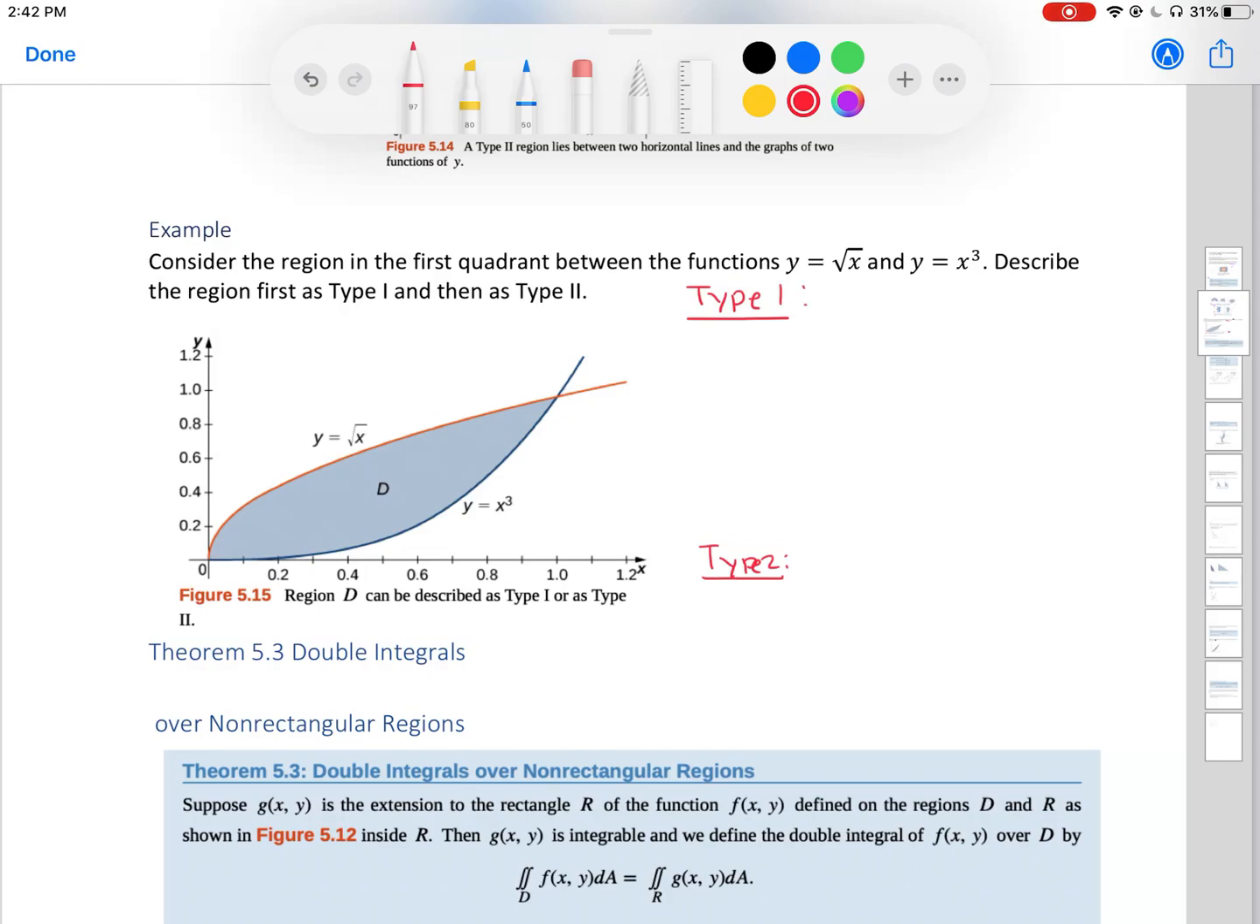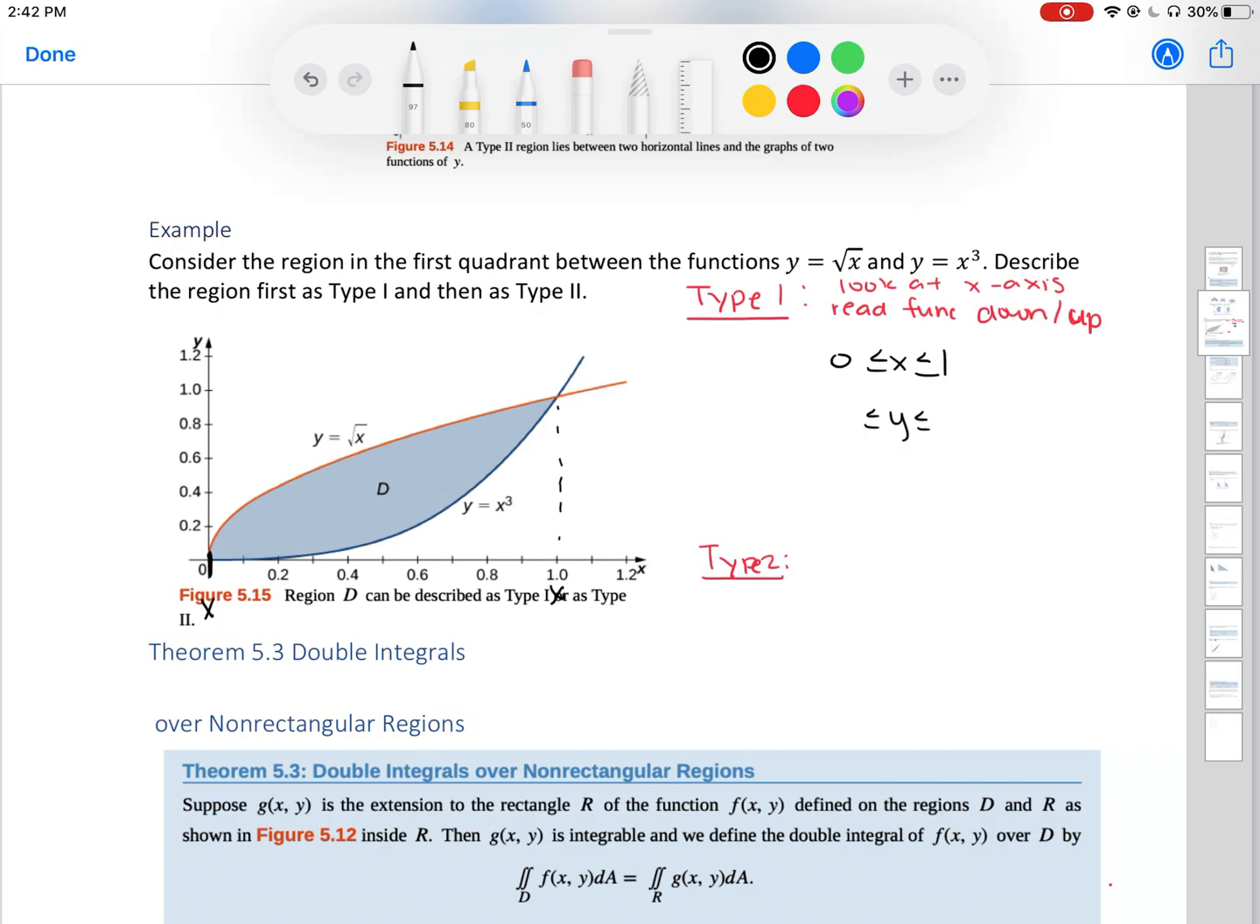For type 1, my best advice is to look at the x-axis and then read your function down and up. Okay, so we're going to write our enclosed values in terms of x and in terms of y. So first, looking at x values, we see that it goes from 0 all the way to 1. So from 0 to 1.